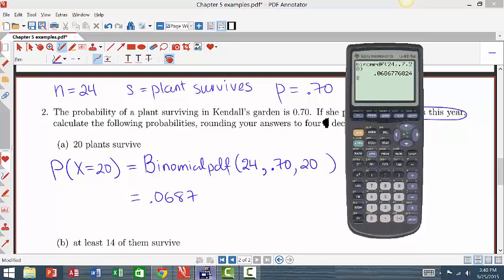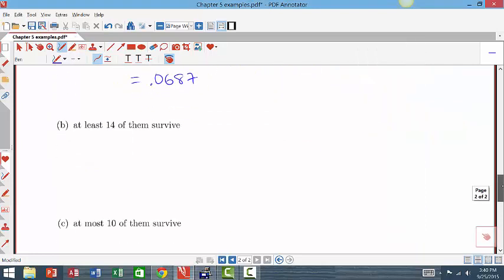Well, let's see. What is the next question asking us? The next one says, what is the probability that at least 14 of them survive? Now, what does at least mean? At least does not mean just 14. It means 14 or 15 or 16 and so forth. So this is 14 or more plants survive. How would I do this? This is the probability that the random variable takes the value of 14 or more.